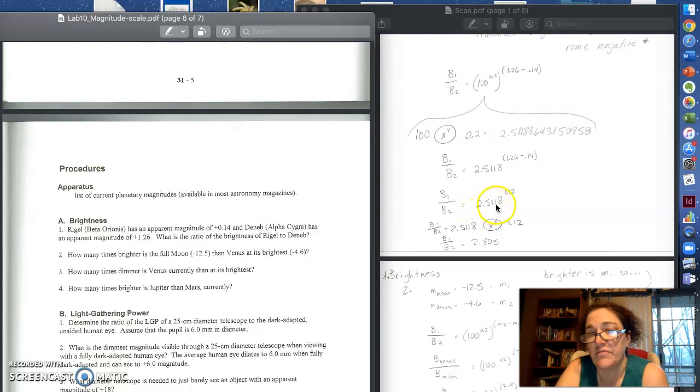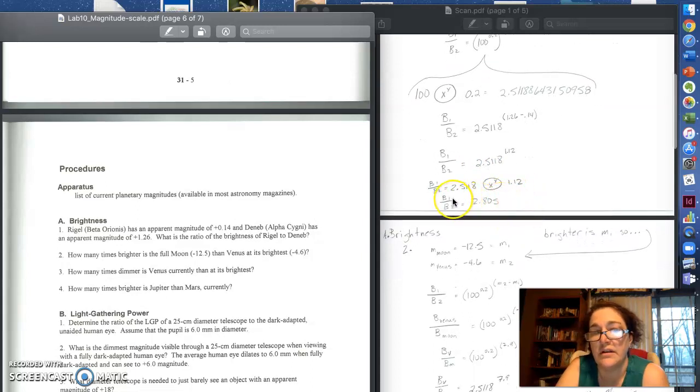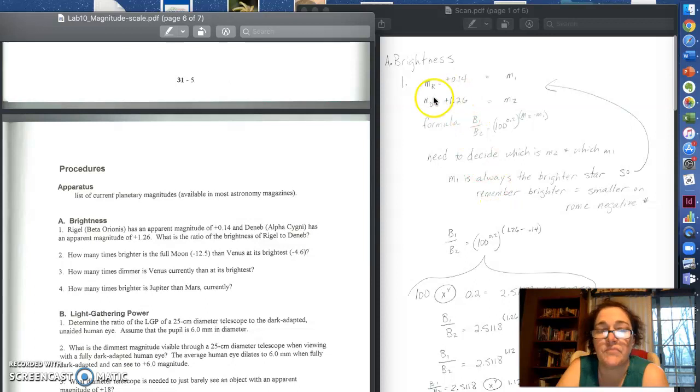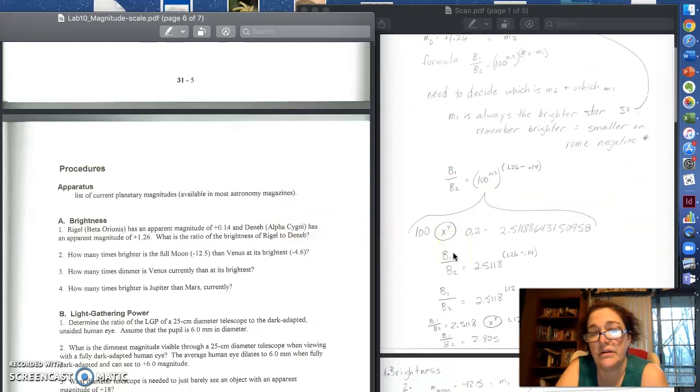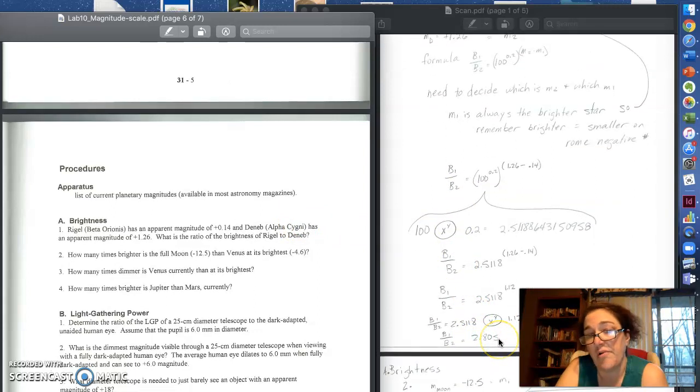So 2.5118 raised to the 1.12. So once again, 2.5118, and you use this x to the y key. So on all of these, when I'm showing you what actual buttons to push on your calculator, I put it in the circle. And so the brightness, 2.805, which means that the ratio of brightness of Rigel to Deneb is 2.805. So Rigel is 2.805 times brighter than Deneb.